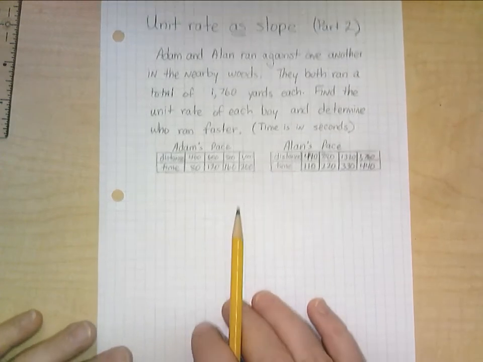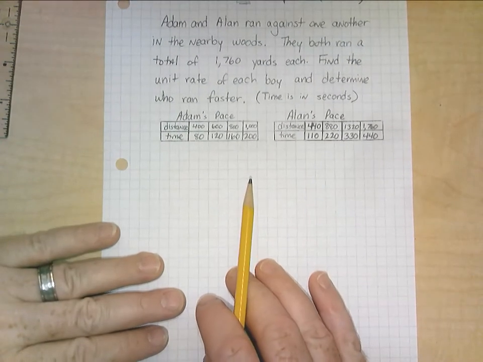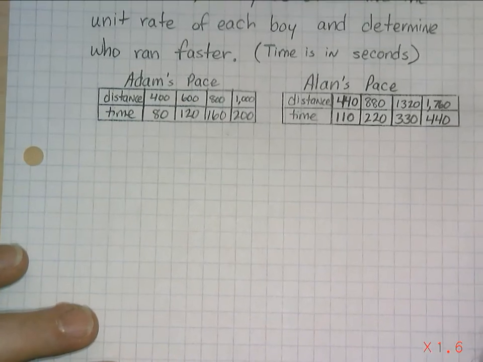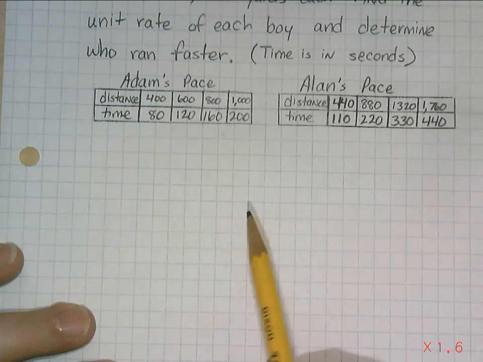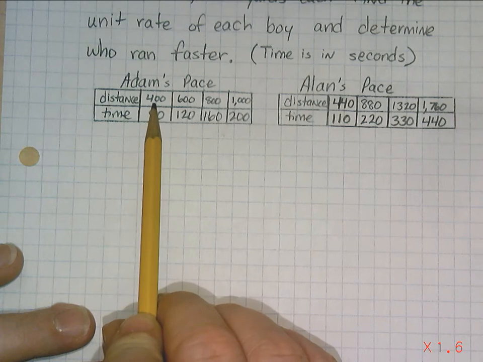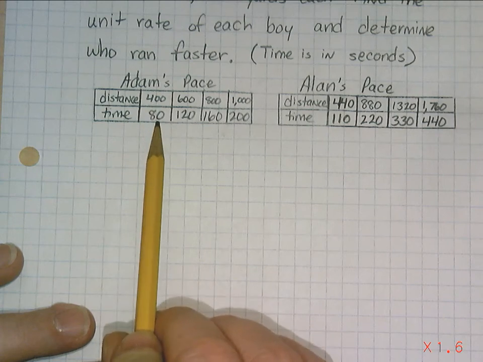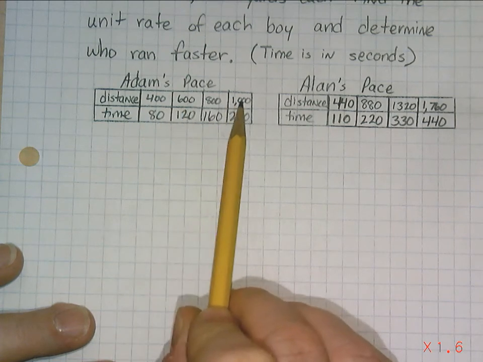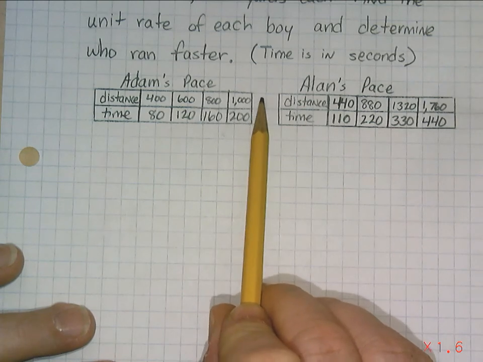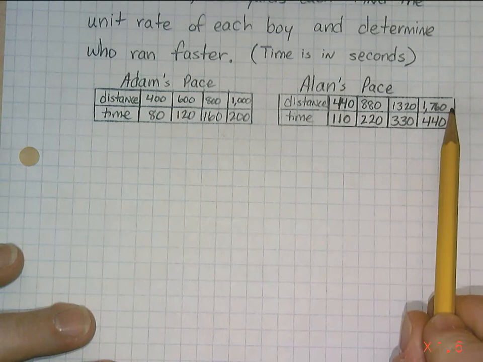So we're given some information here. Okay, let me see if I can zoom in just a little bit. That glare is bothering me, to be honest with you. Okay, that's a little bit better now. So we can see the distance: 400 yards, 80 seconds, 600 yards, 120 seconds, and so on. Obviously, we don't have the tail end of 1760 here, but we had it here.